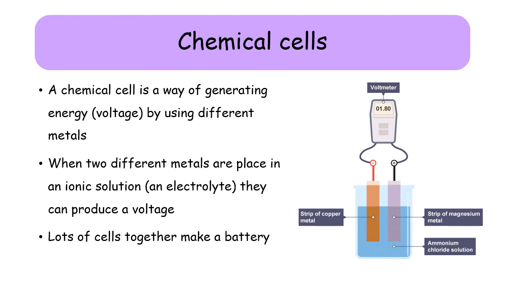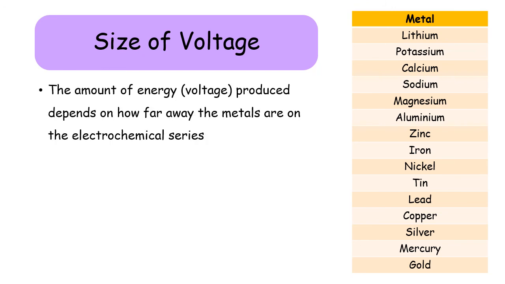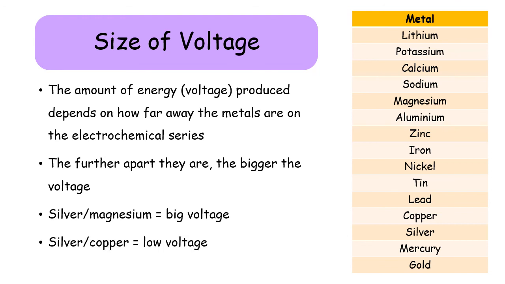Now, there are ways in which you can change how much voltage is produced. And the size of the voltage is based upon which metals are used and how far apart they are on this table. So the rule is the further apart the metals are, the bigger the voltage. So for example, silver and magnesium are quite far apart from one another in that table. So they would create a big voltage. Whereas silver and copper that are beside one another on that table, there's not a big difference. So they would create a low voltage.